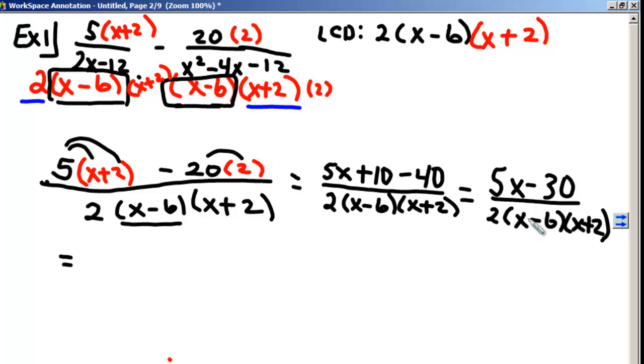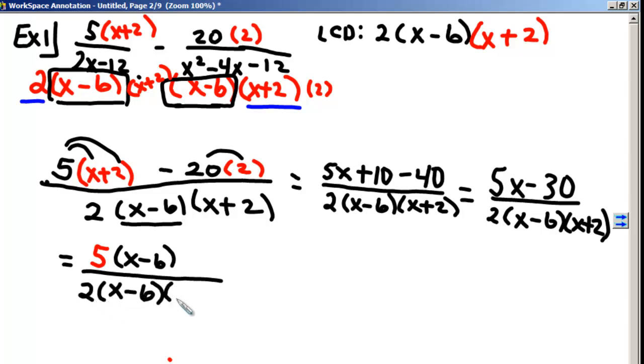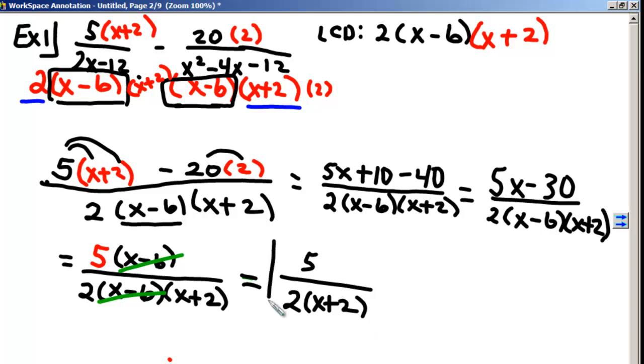I'm not quite finished because before I put my box around my answer, I need to check and see if the expression's completely factored. In the top, I could pull out a 5. This leaves x minus 6 all over 2 times x minus 6 times x plus 2. The x minus 6 will reduce with the x minus 6, and I am left with 5 over 2 times x plus 2. Every piece is completely factored. That is the answer.